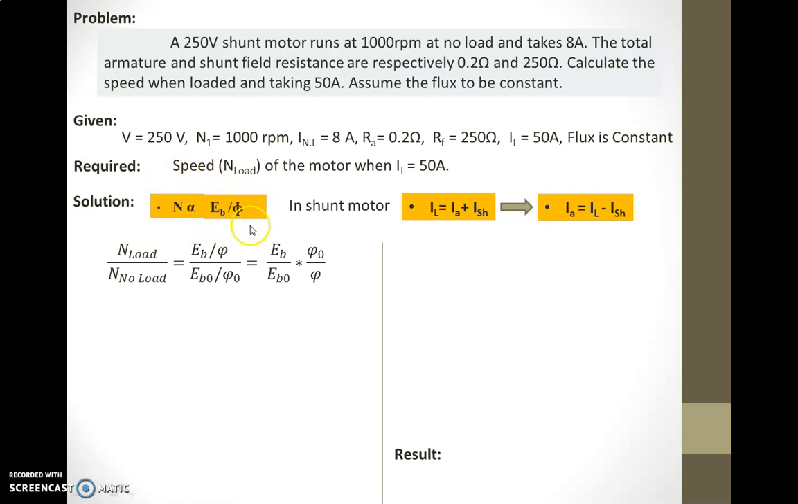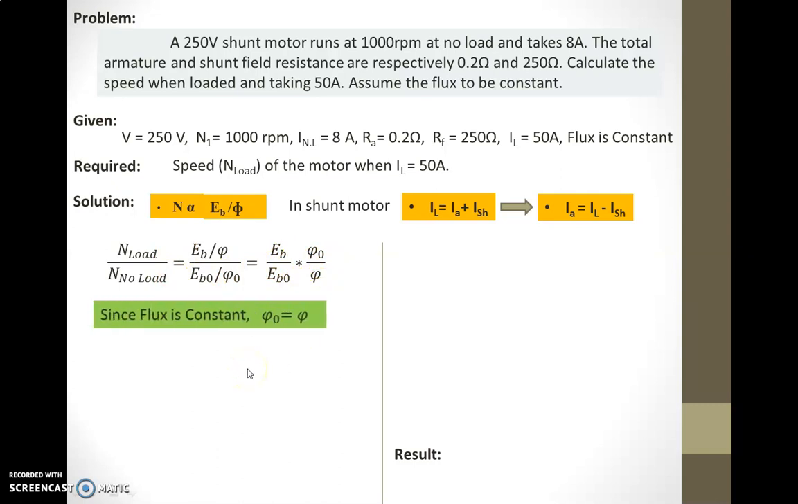Now apply this relationship in this ratio. Instead of writing N load, that is speed at load condition, we can write EB by phi. Instead of writing N at no load, you can write EB naught divided by phi naught. That means N load divided by N no load is equal to EB by phi divided by EB naught by phi naught. EB naught means back EMF at no load, phi naught means flux at no load. By rearranging this equation, we can get EB into phi naught whole divided by EB naught into phi.